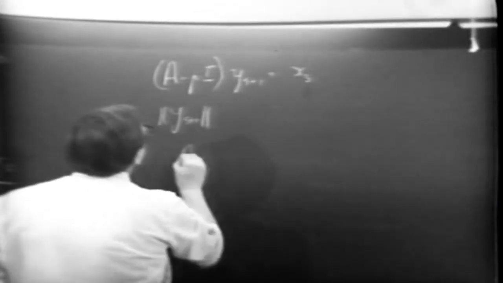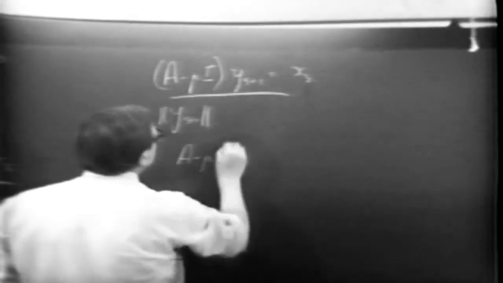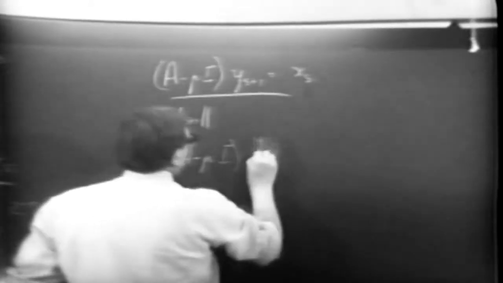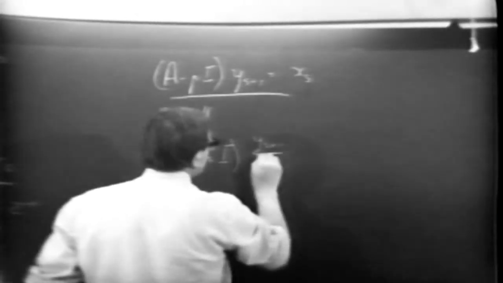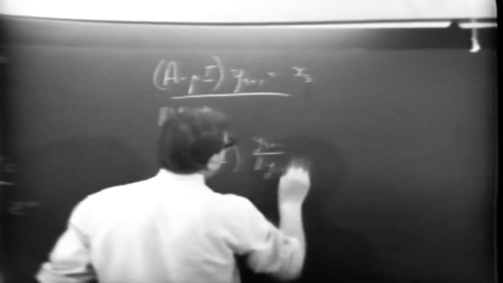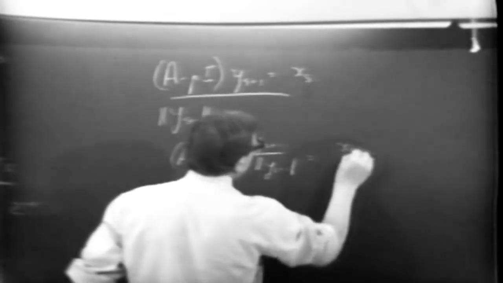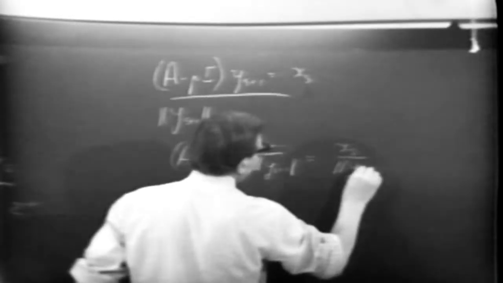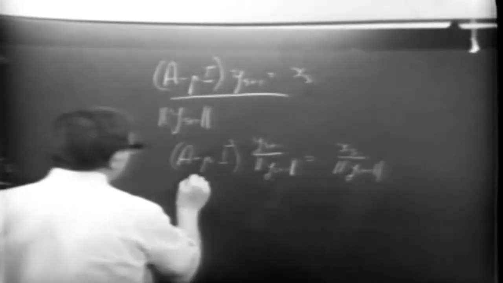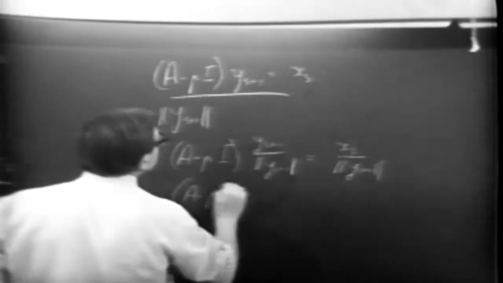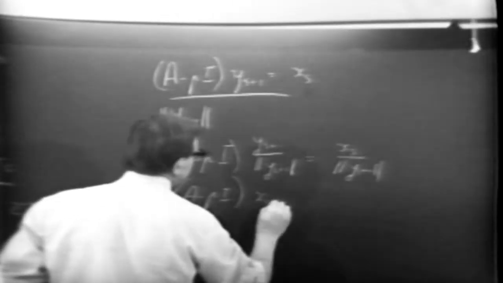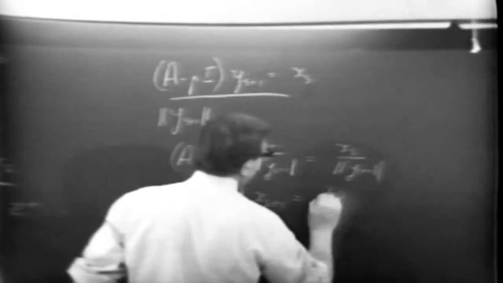And the proof is really rather trivial. We get, from this relation, that. And now this is the normalized vector. And that's xs plus 1 is equal to x over ys plus 1.